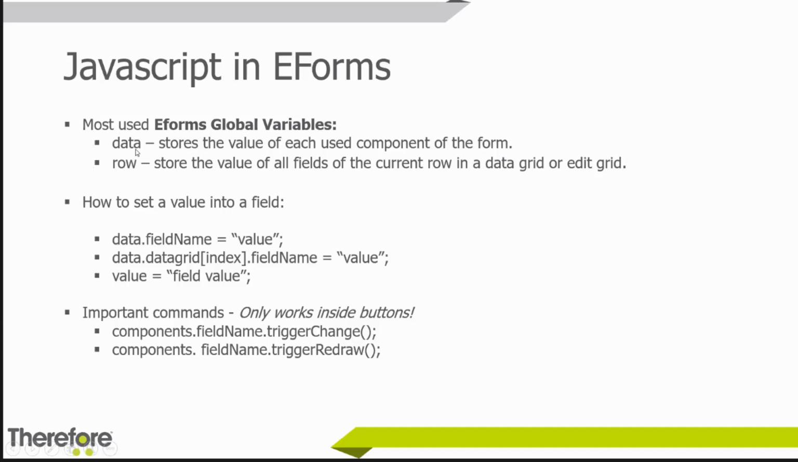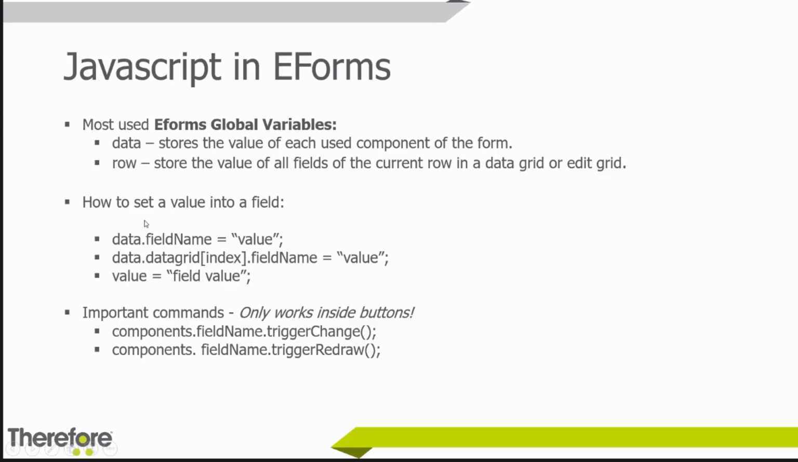So data is the main variable used for sure, because it stores the value of each component used in the form. Every time you update or type something in a field, this is the variable that is updated. Row is the same thing, but inside a data grid. So if you are working with a data grid or edit grid, you can use the variable row. You can get the value directly using this variable.